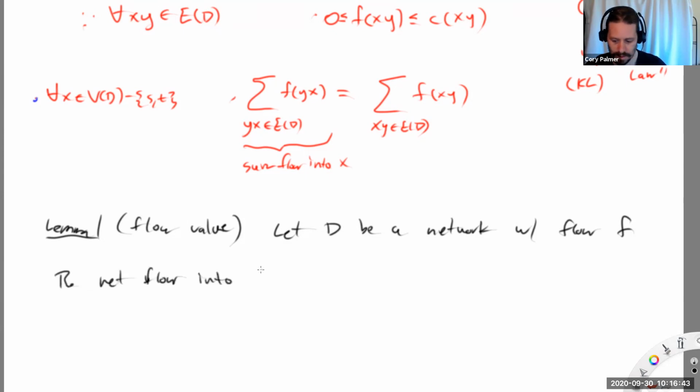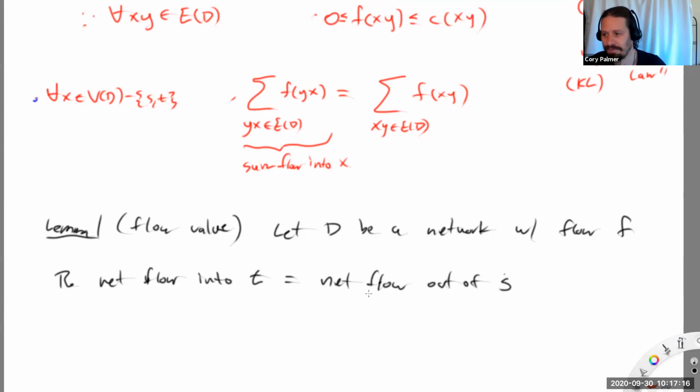Okay, so then the net flow into T equals the net flow out of S. So the net flow into, no, that's backwards, of course. Let me, this is exactly the reverse of what I want. So the net flow into the sink is equal to the net flow out of the source here.